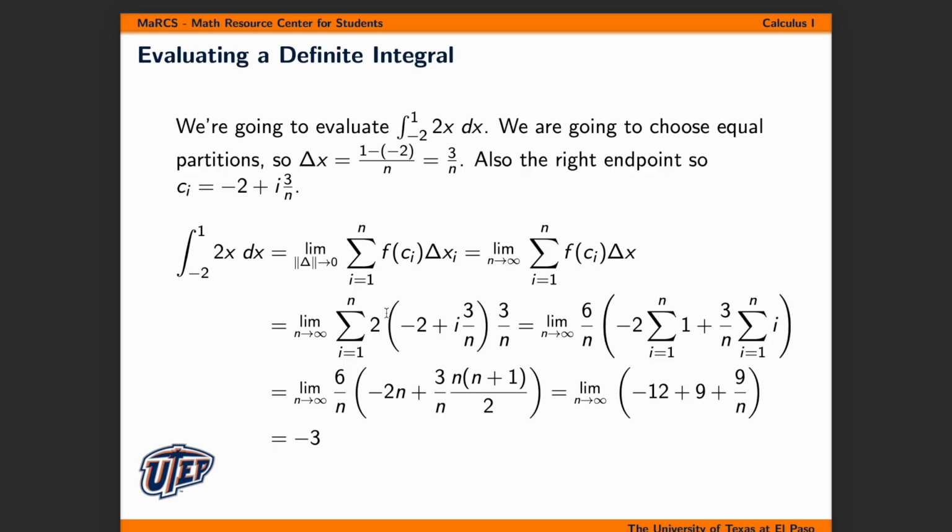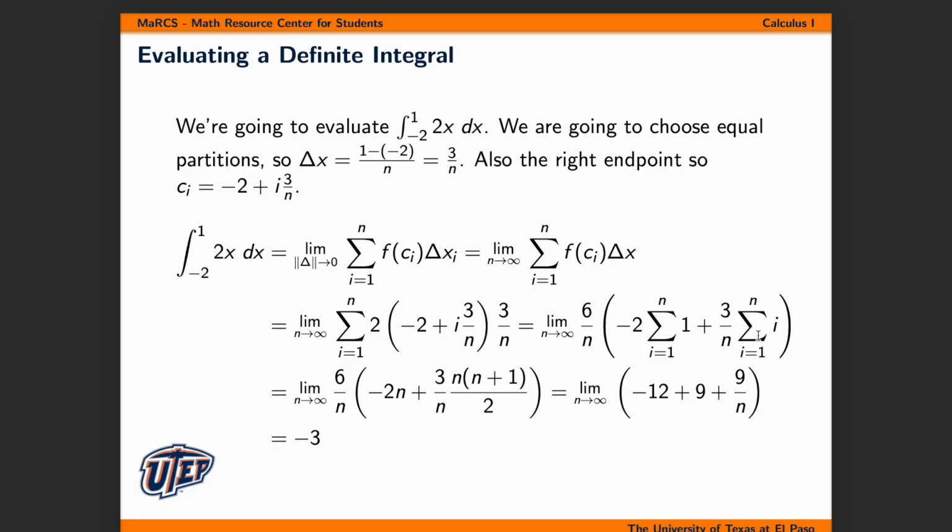We can split these two terms into two different sums, remembering to multiply 3 over n to both terms. So then now we have the limit as n approaches infinity of 6 over n times, so this was our first sum right here. We just factor out the -2 and we take the sum of 1 from i equals 1 up until n. So we know that this sum is equal to n from the previous rules. So then this term will be equal to -2 times n.